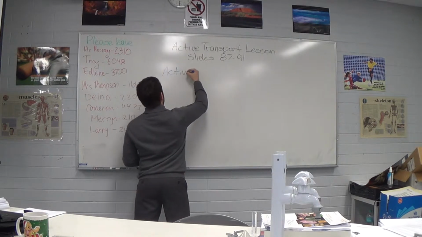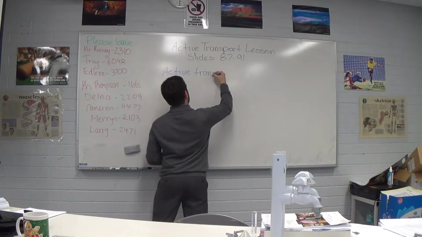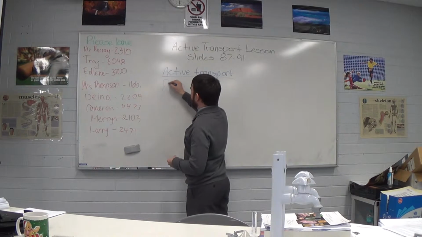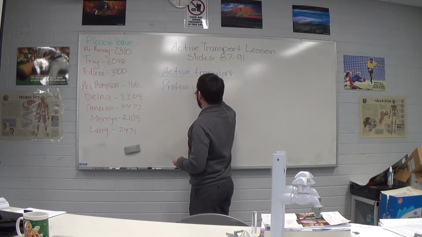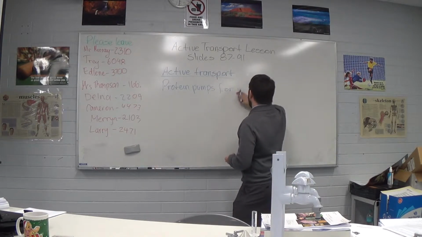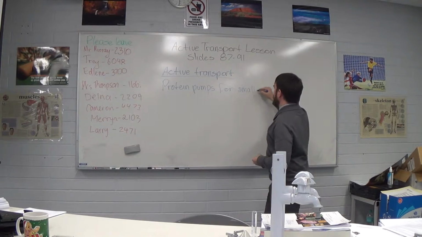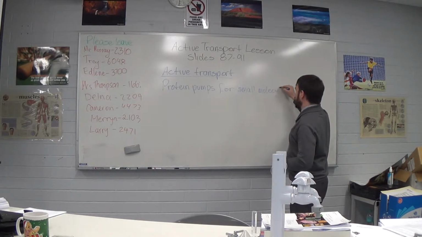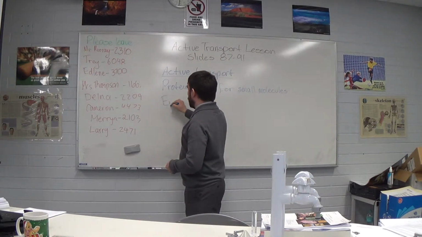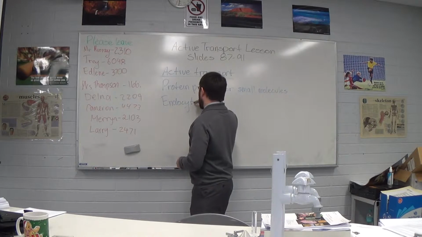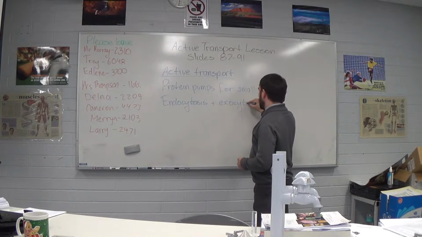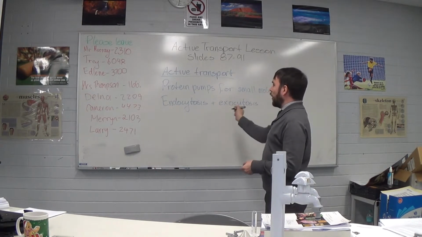So active transport occurs via protein pumps. And this is for small molecules or small chemicals. And then there is also the movement of large molecules, which occurs via endocytosis and exocytosis. And we'll go into these two in more detail.